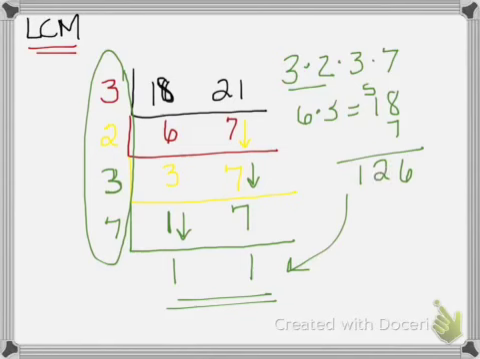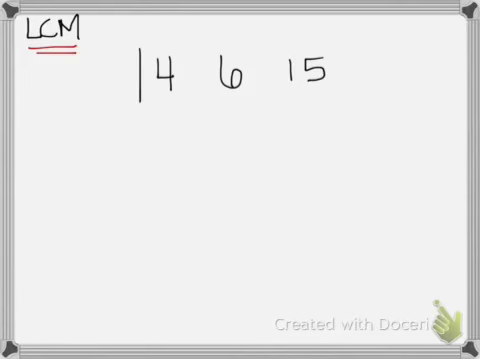Okay, my next example is using the numbers 4, 6, and 15. So I start by drawing my L, and I think of a prime number that can be divided into all three numbers. Let's see, 2, I don't have one, so I'm going to think of a number that might divide only 1 or 2 of these numbers. And I know that 2 can divide 4 and 6, so I'm going to go ahead and divide that. So 4 divided by 2 gives me 2, 6 divided by 2 gives me 3, and my 15 is just brought down.